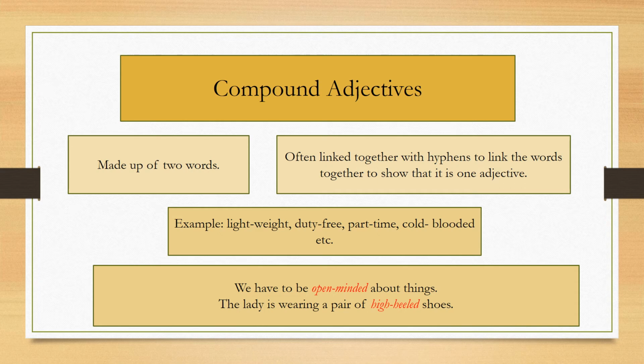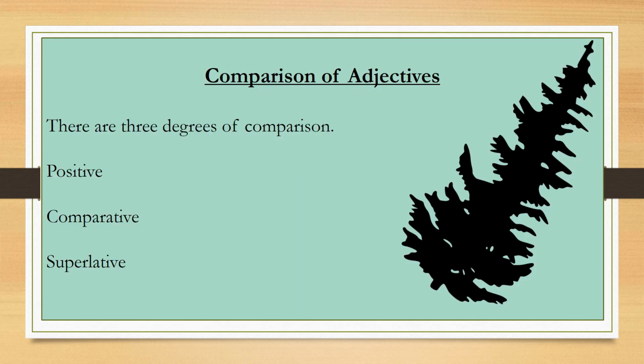For example, you read in your earlier classes, the frog is a cold-blooded animal. So cold-blooded is actually a compound adjective. Similarly, we have to be open-minded about things. Open-minded, these are two words joined with the help of a hyphen, and it is also an example of compound adjective. The lady is wearing a pair of high-heeled shoes. High-heeled, these are two different words joined with a hyphen, so it is also an example of compound adjective.